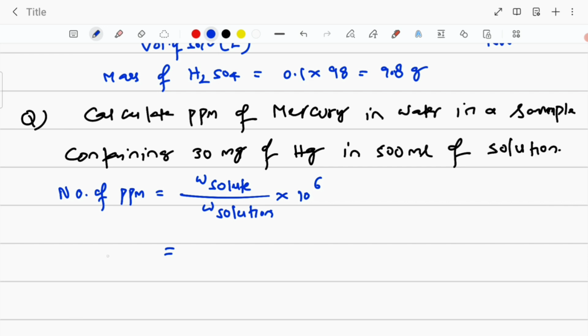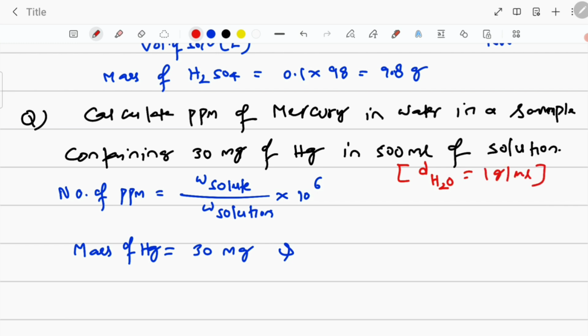So now you see, weight of solute, how do we write? 30 milligrams is given here, mass of Hg. As it is given in milligrams, we express both in milligrams, or you can convert into grams. Both are fine. 30 milligrams, and density of H2O is given as 1 gram per ml. So mass of mercury is equal to 30 milligrams.